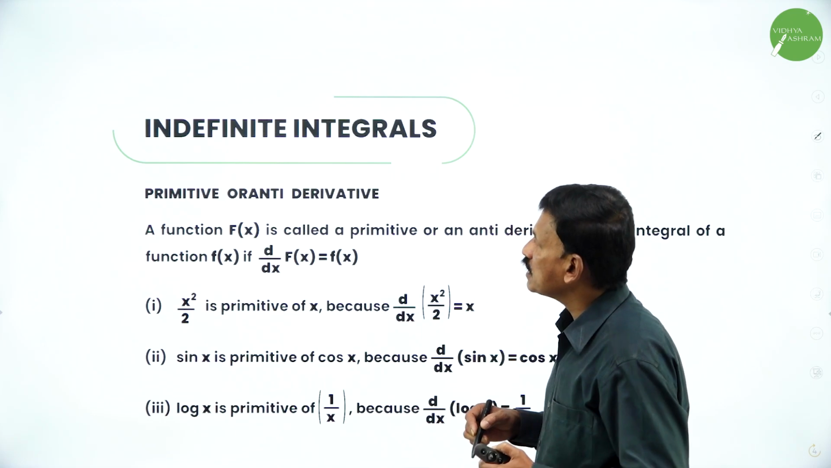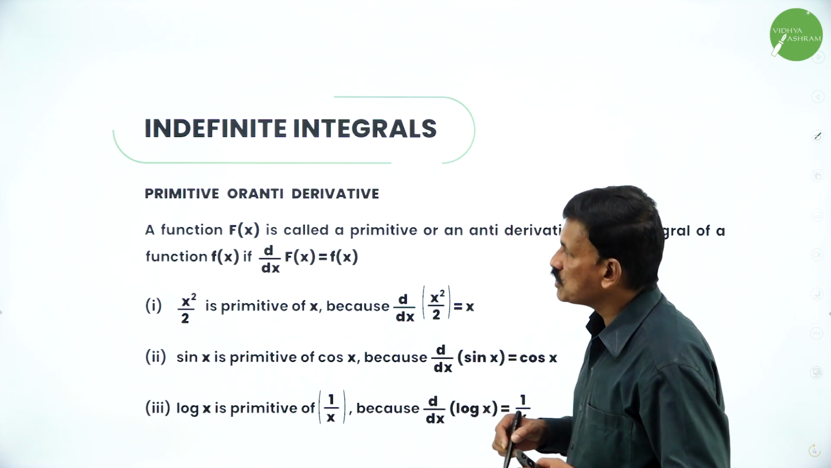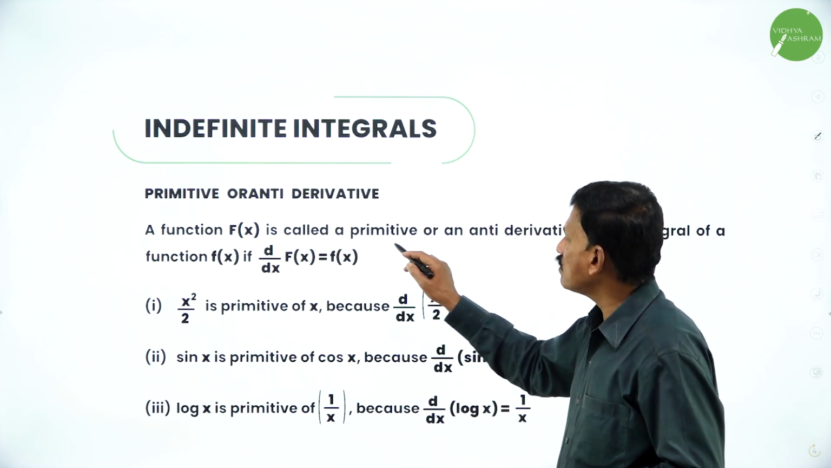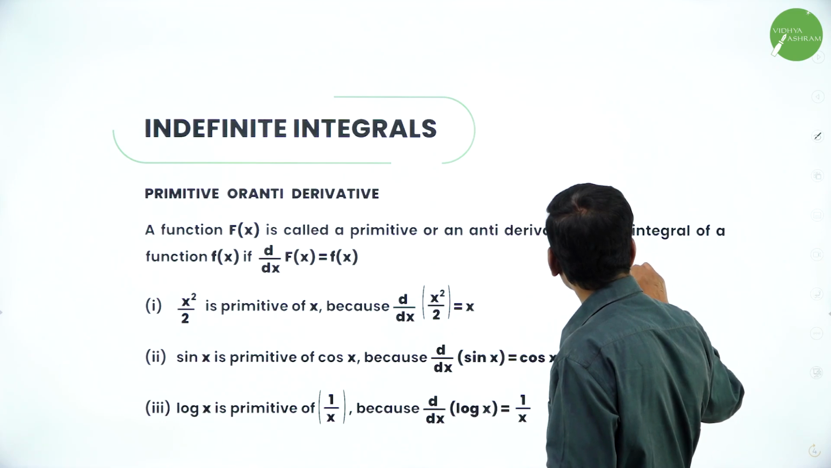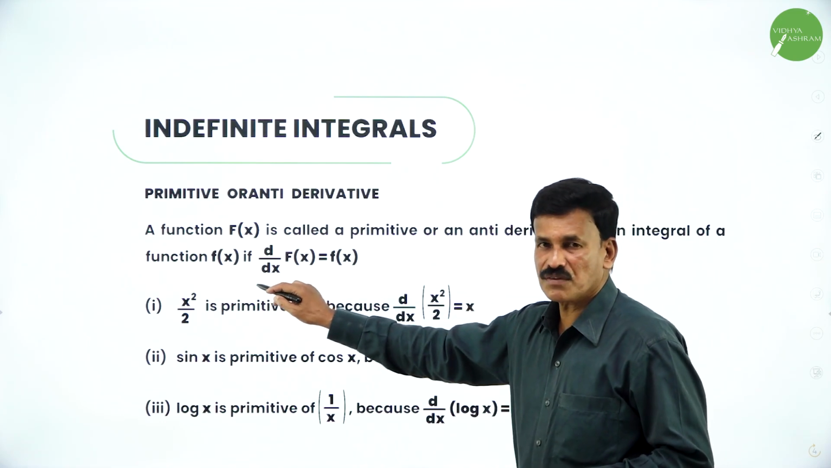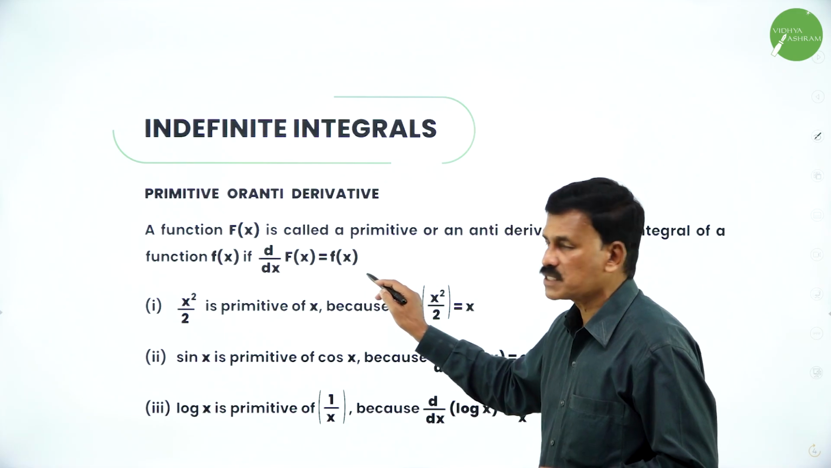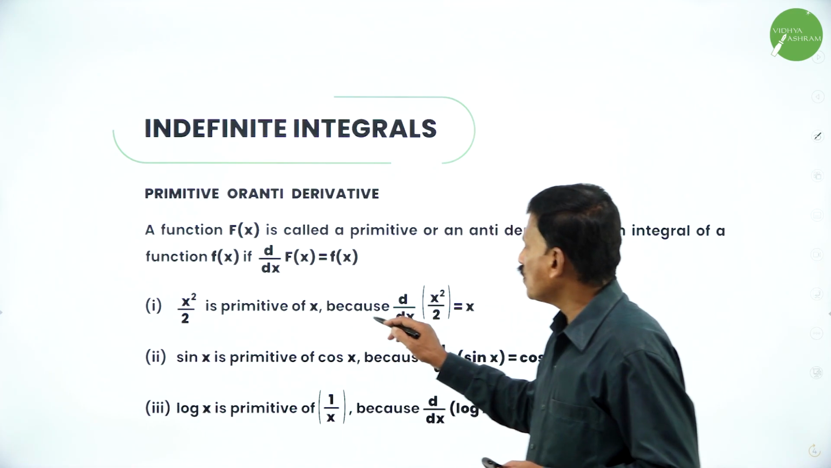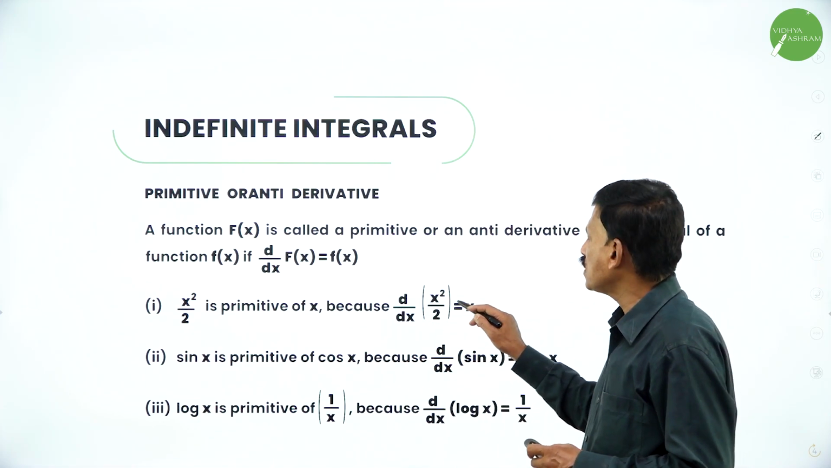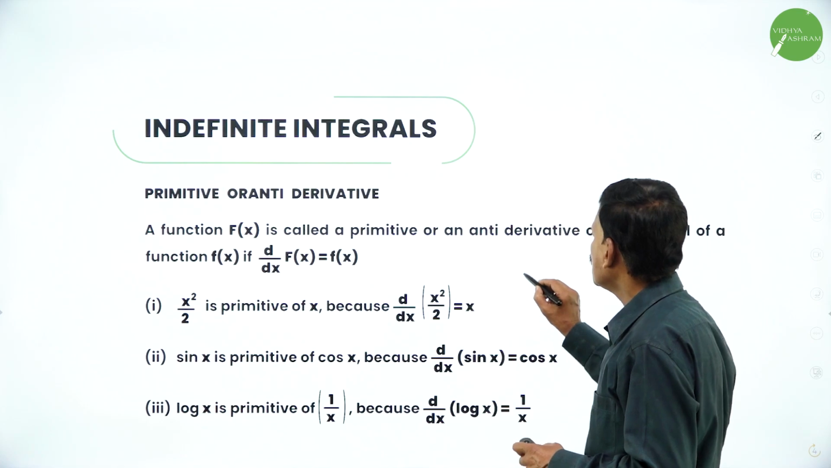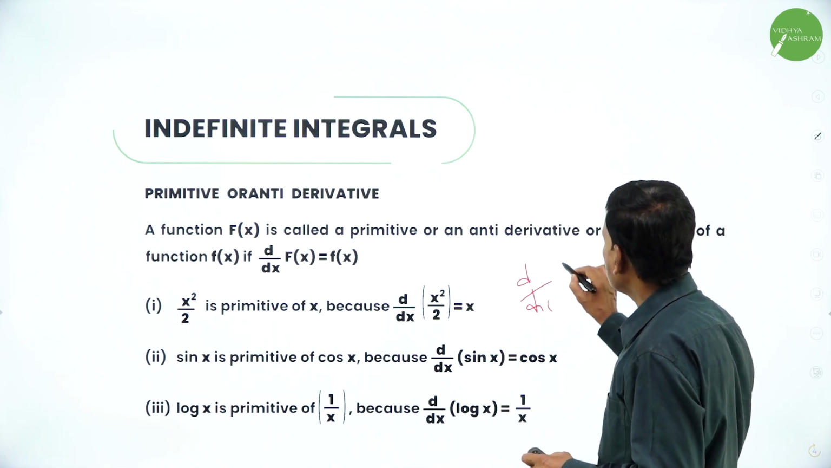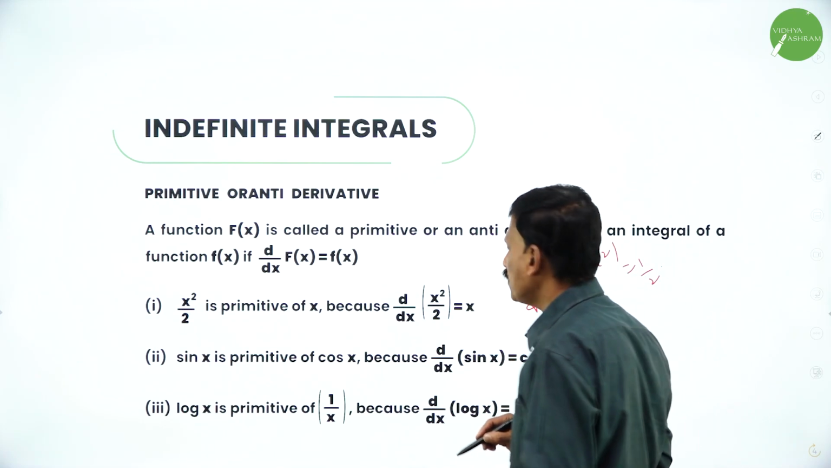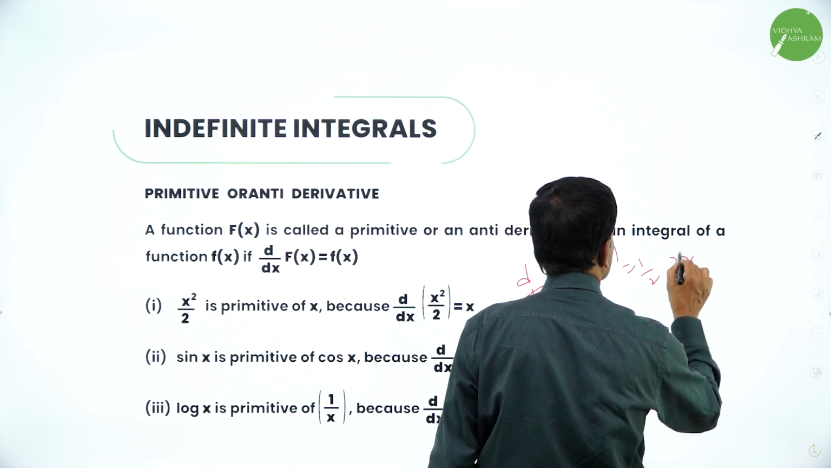Now let us know about the primitive or antiderivatives. As I told you, a function capital F of x is called the primitive or antiderivative or an integral of the function small f of x if d by dx of capital F of x is small f of x. So x square by 2 is the primitive of x because d by dx of x square by 2 is x. You can take 1 by 2 into x square, where 1 by 2 is a constant. You know the derivative of x square is 2x, 2 gets cancelled, this is equal to x.